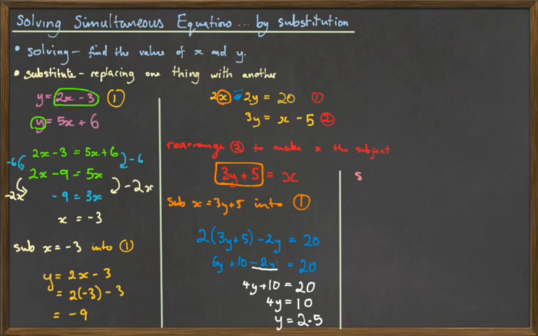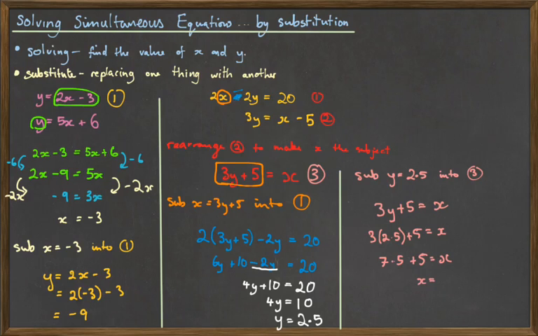Okay, now we've found y, we can find x by substituting y equals 2.5 into, say, equation 3 in this case. So 3y plus 5 equals x. y is 2.5 though, so 3 times 2.5 plus 5 equals x. So 7.5 plus 5 equals x, which means that x is equal to 12.5. Now you could check this by substituting x and y into equation 2, and make sure that everything made sense.